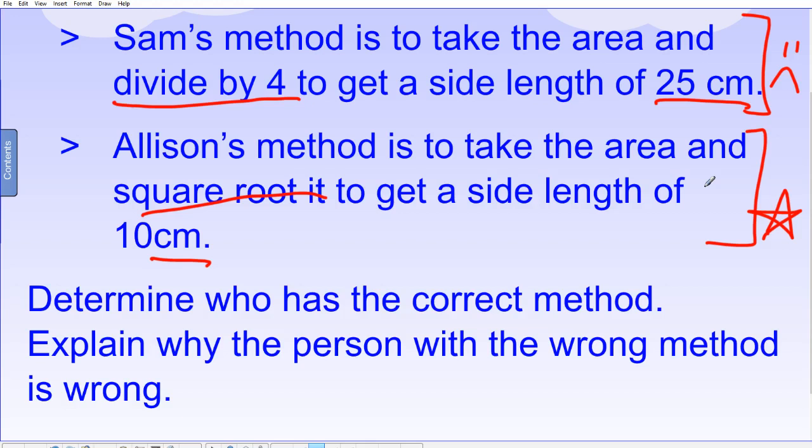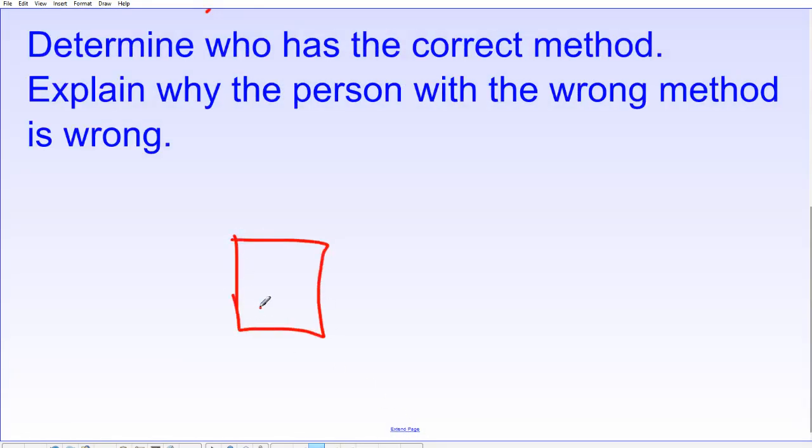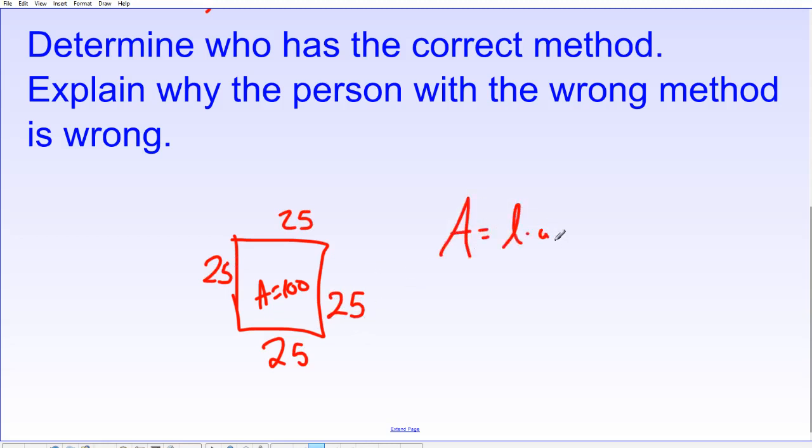Sam's method was to take the area and divide by 4. Well, I don't think that works out. So, for example, here's a square with an area of 100. If you take the area and divide by 4, he got each side was 25. Well, if you try to find the area from these numbers, the area formula for a square is length times width. If you take 25 times 25, you do not get 100. It doesn't work out. 25 times 25 is 625. So the math doesn't work out.